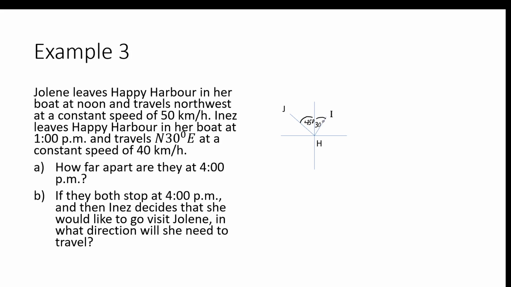Now, imagine there's a nice place called Happy Harbor, and Jolene leaves Happy Harbor in her boat at noon and travels northwest at a constant speed of 50 kilometers an hour. Now, Inez also leaves Happy Harbor in her boat at 1 o'clock p.m., and she travels north 30 degrees east at a constant speed of 40 kilometers an hour. We want to know how far apart they are at 4 o'clock p.m., and we also want to know, if at that moment Inez decides she'd like to visit Jolene, what direction should she head?